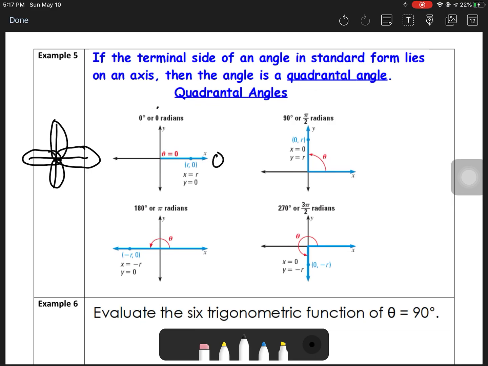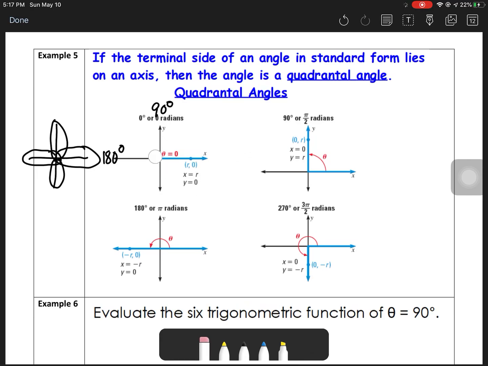So whenever we have these, we think of these as 0, 90 degrees, 180 degrees, 270 degrees, and then if we complete the full circle, we get back to 360. All right, so if it ever falls on one of those, that's when we're going to have these special situations.